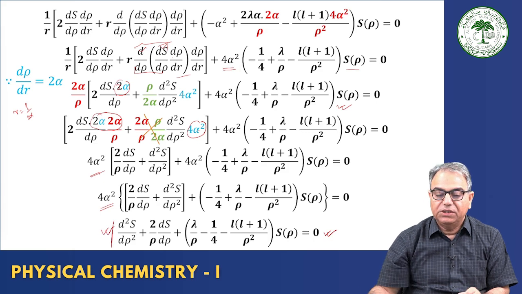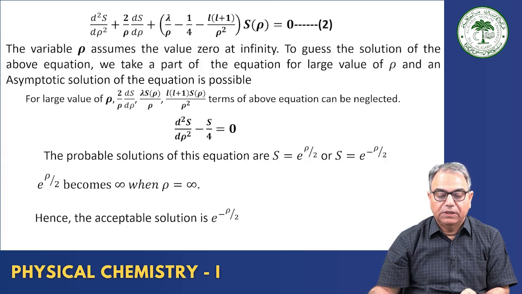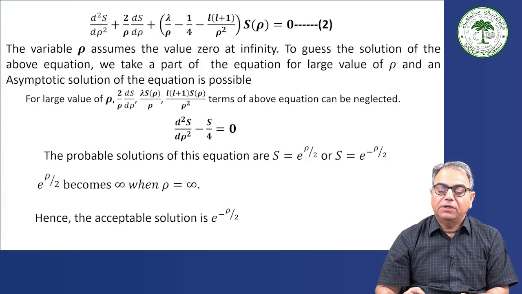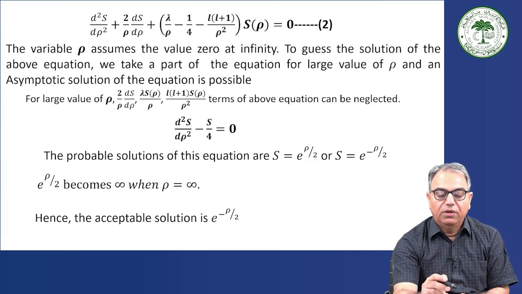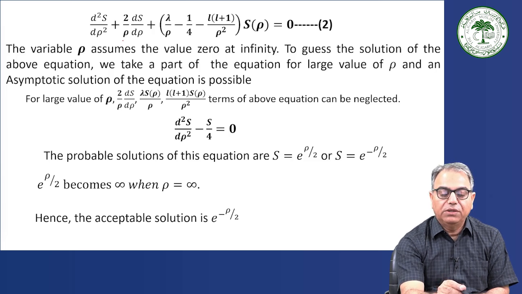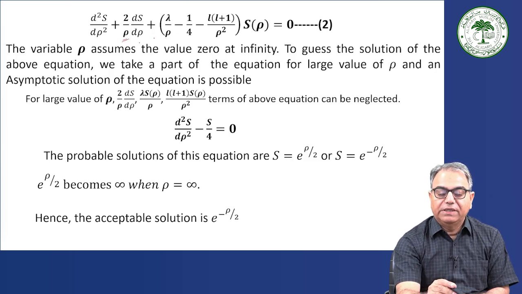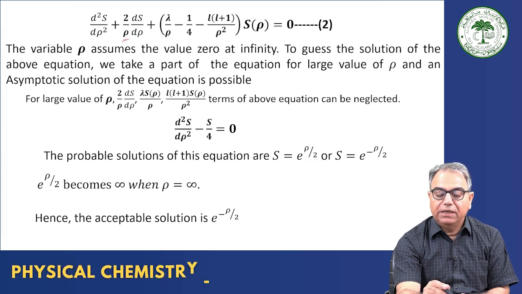Okay. Now, this equation is not easy to solve. An asymptotic solution can be guessed for a very high value of rho. So, if you take a very large value of rho, what will happen? For very large value of rho, since rho is in the denominator in the second part, 2 divided by rho ds divided by d rho, then lambda divided by rho, so again rho is in the denominator, L into L plus 1 divided by rho square, so again rho is in the denominator.